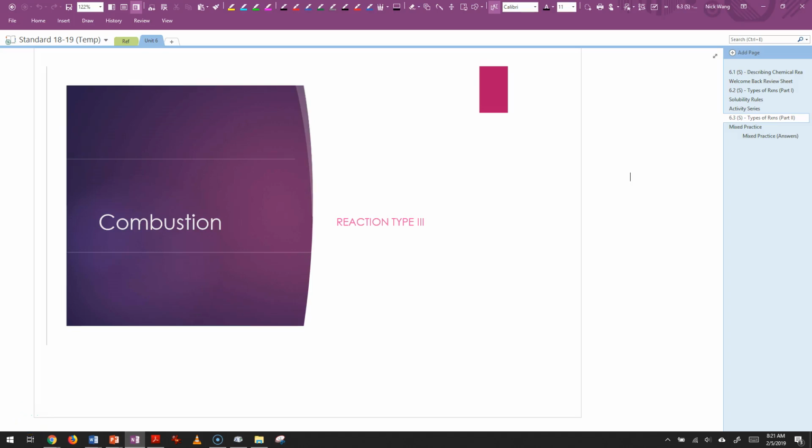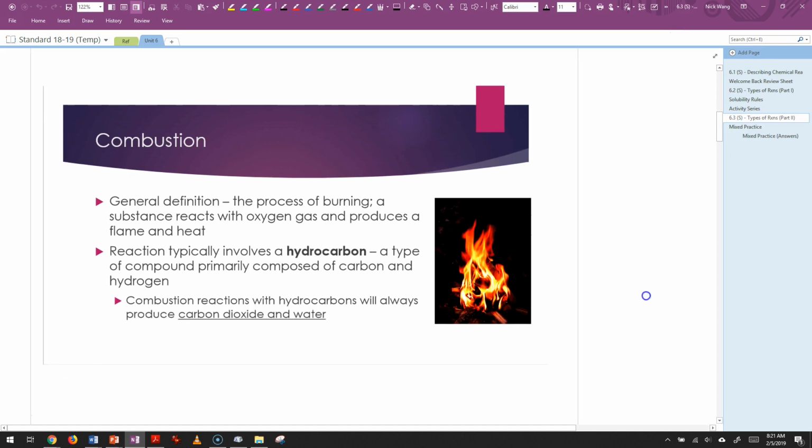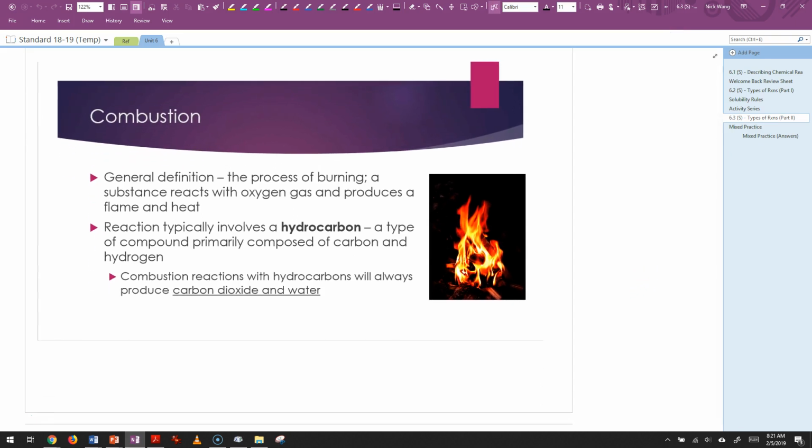In this lesson, we're going to learn about the last three types of chemical reactions that we're going to learn. So the first two are double replacement and single replacement. These three are actually a lot more obvious and a little bit easier to deal with, so I just want you to recognize that. The first one we're going to do is something called combustion.